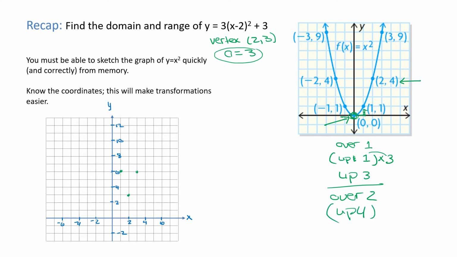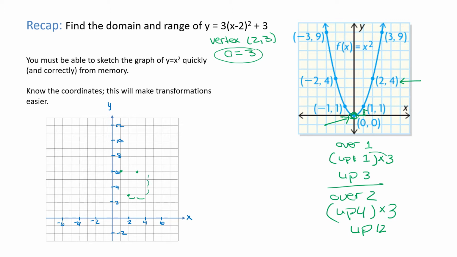But this part is going to change. Instead of up 4, I multiply it by my a value, which is a 3, and I'm really going to go up 12. So I probably can't fit that in. Back to my graph, looking at the vertex, I'm going over 2 and then up 12. So I don't think I'll be able to fit it in, but I'll still put it on here.